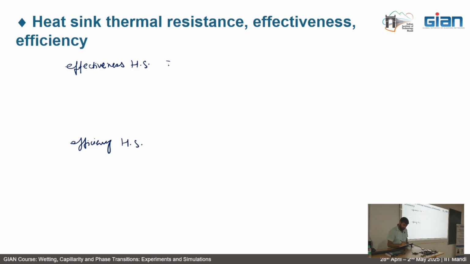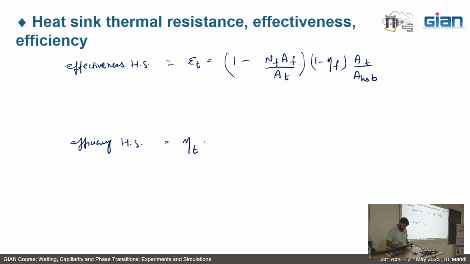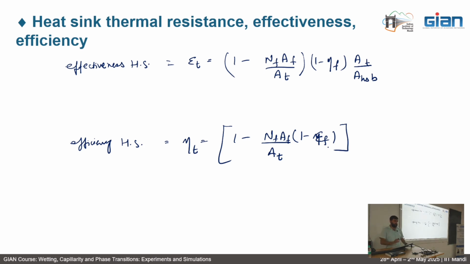So the effectiveness would be equal to 1 minus NF by AT times (1 minus eta F) times AT by the area of the heat sink of the base, and the efficiency, it would be eta T is equal to 1 minus NF over AT times (1 minus efficiency F, effectiveness F). So these you must derive when you go as a homework.